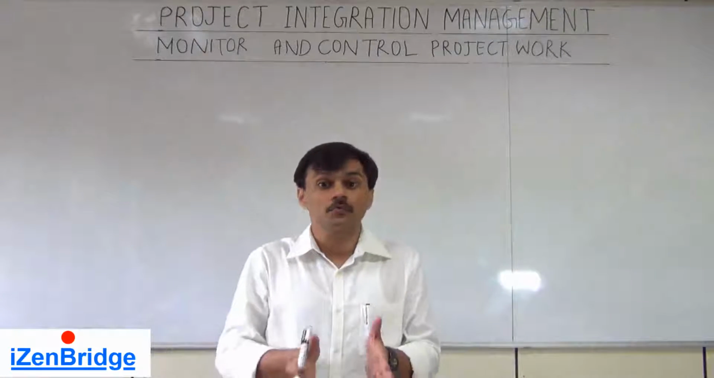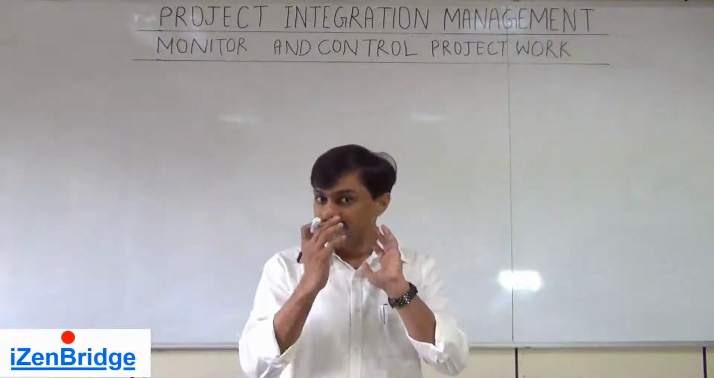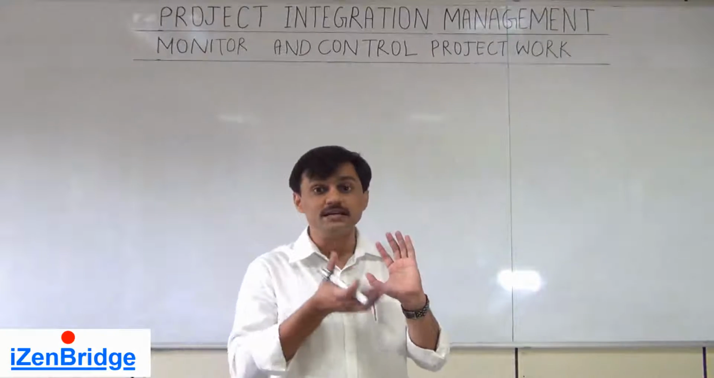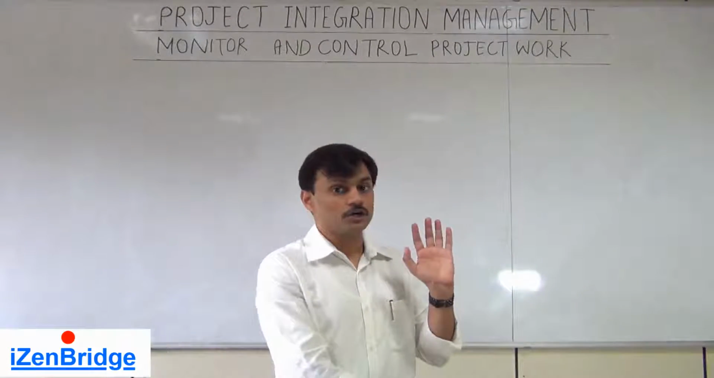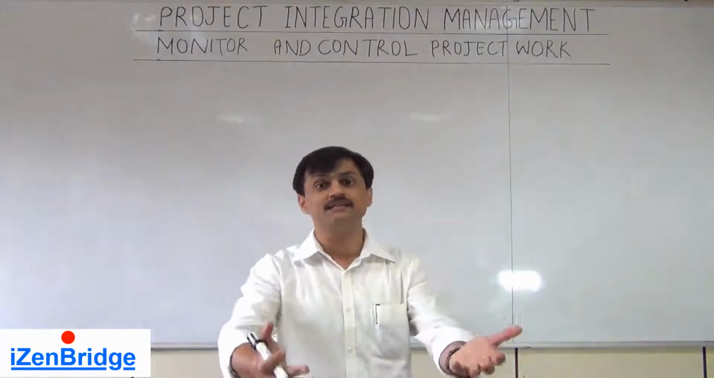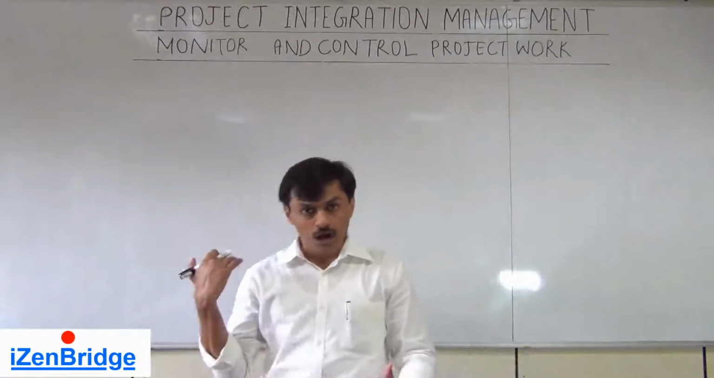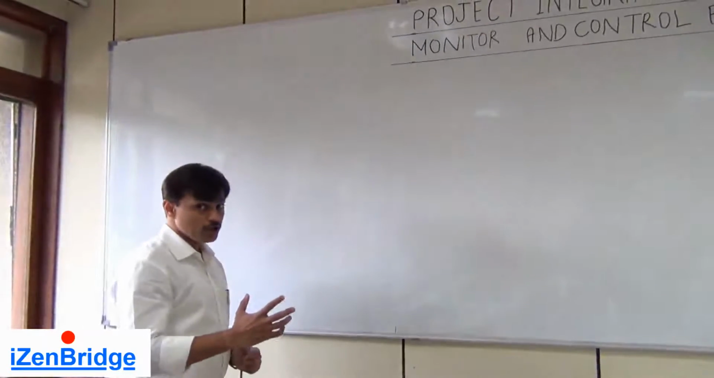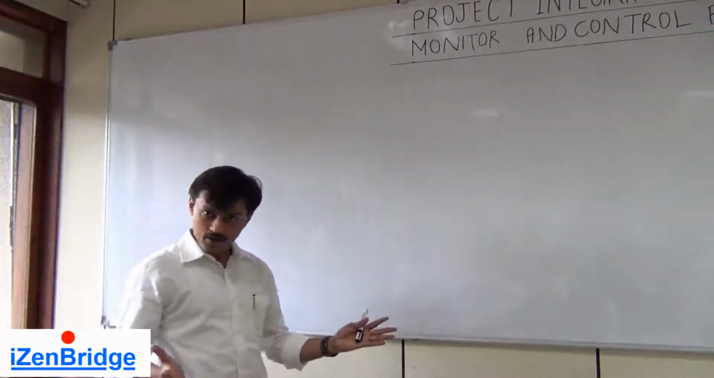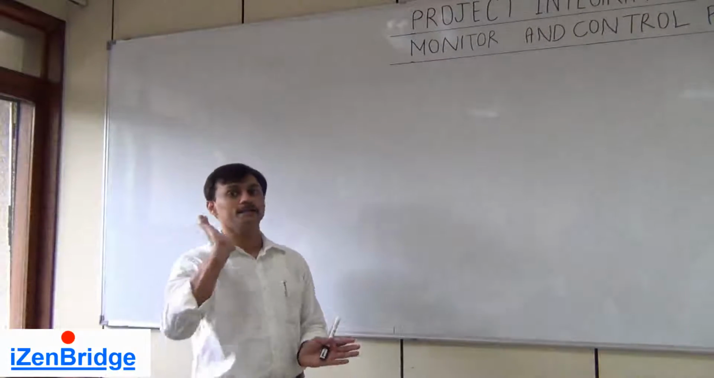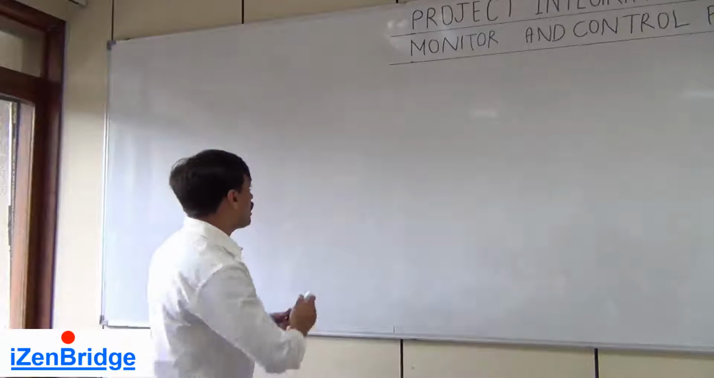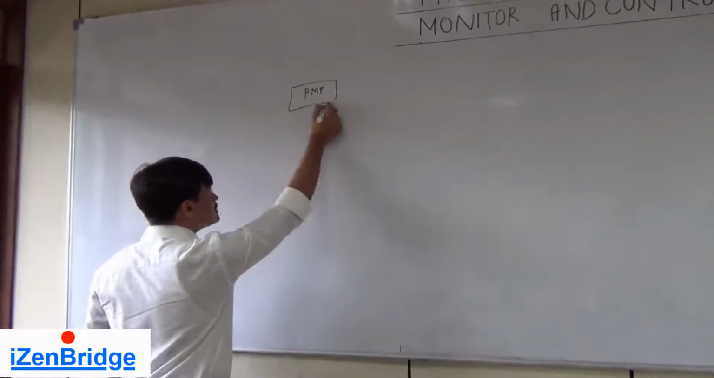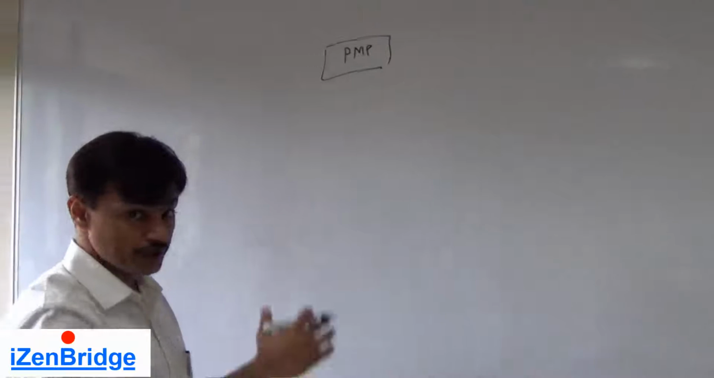So the monitor and control project work process has a responsibility of integrating the control information, the work performance information which is coming out of the remaining control processes, and compiling and presenting it in a consolidated way. Let's see how that happens. Since we are talking about controlling, we need to know what the plan was, because control happens against the baseline plan. So we need to know the project management plan. The project management plan is one of the crucial inputs of this particular process.